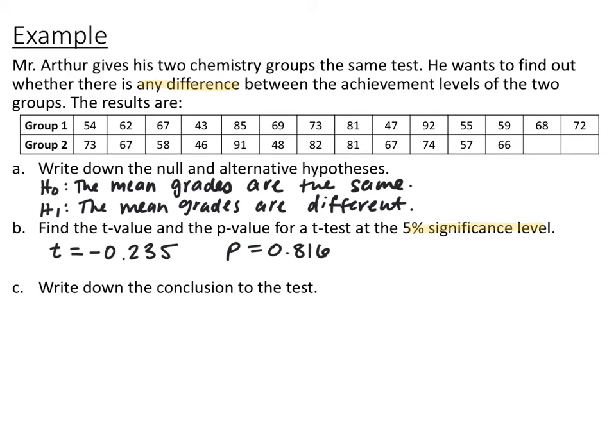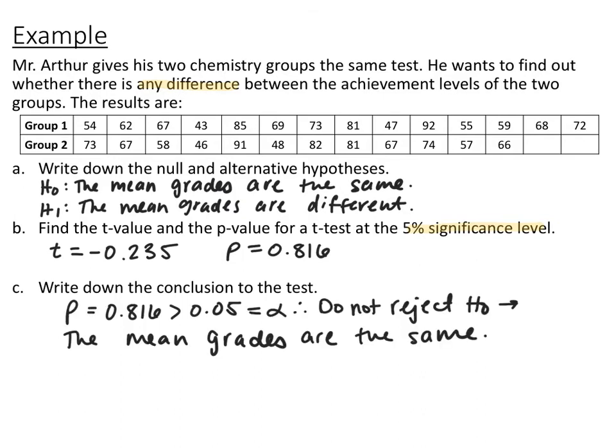So if you haven't already done so, go ahead and pause the video and use the fact that our alpha level is 5% to state a conclusion for the test. So our p-value is 0.816, which is greater than our alpha level of 0.05, so therefore we are not going to reject our null hypothesis. So given the data that we have, we can assume statistically the mean grades of the two different groups are the same.